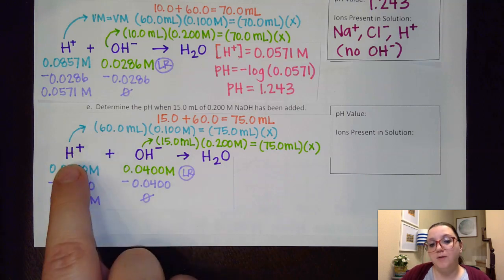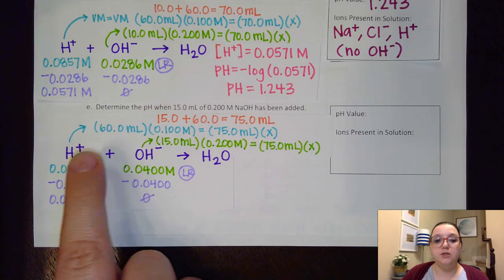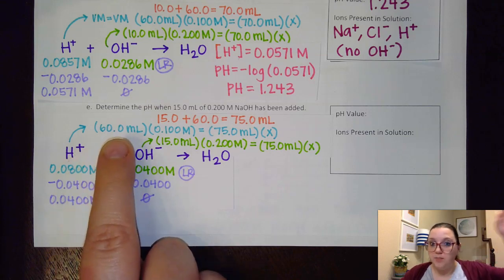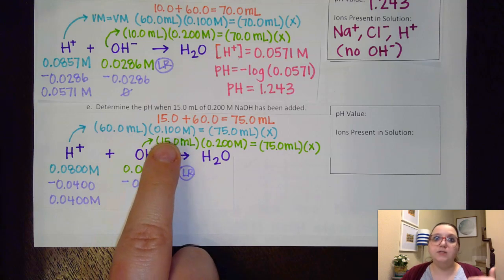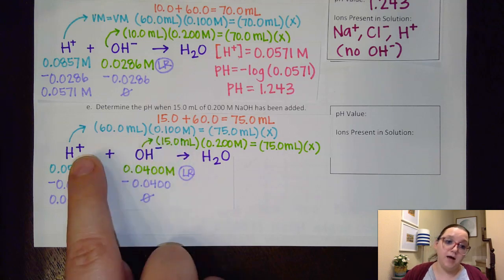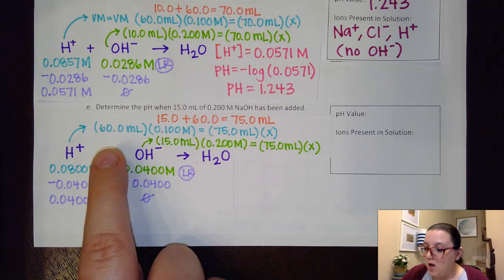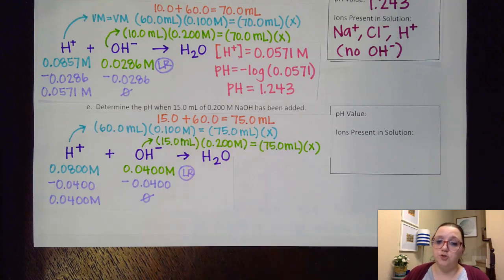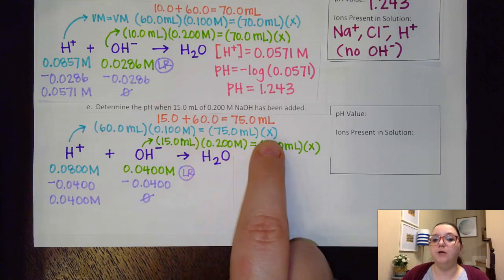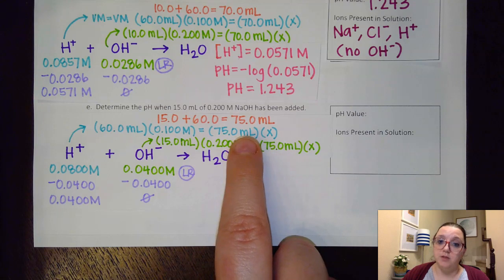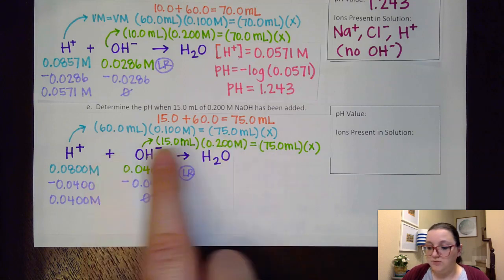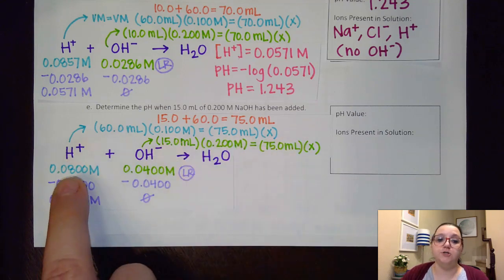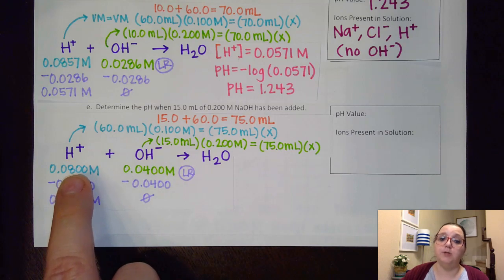So first, let's talk about the hydrogen ion. Again, originally, according to the first point in the problem, I had 60 milliliters of 0.1 molar HCl to begin with. That has one hydrogen in it. But now I'm going to have 15 plus 60 milliliters of total solution. So I'm going to have 75 milliliters total. So I need to figure out what the molarity of the hydrogen would be in that 75 milliliters. And so I would solve my M1V1 equals M2V2, and that gets a concentration for H of 0.08 molarity.